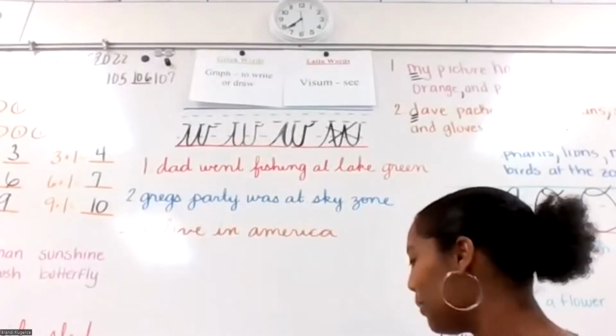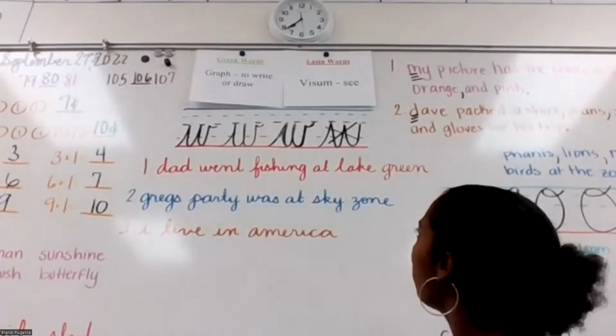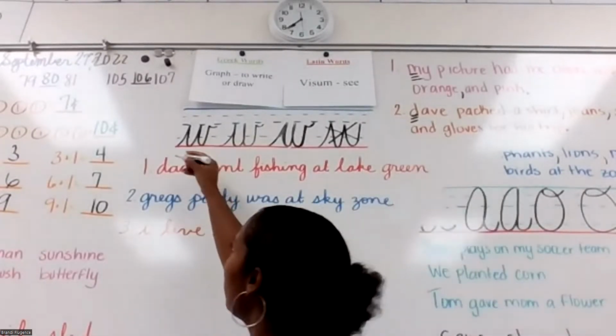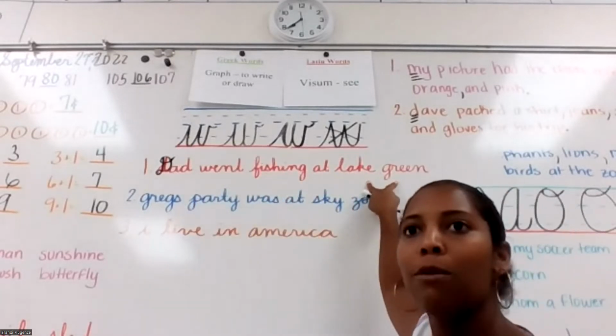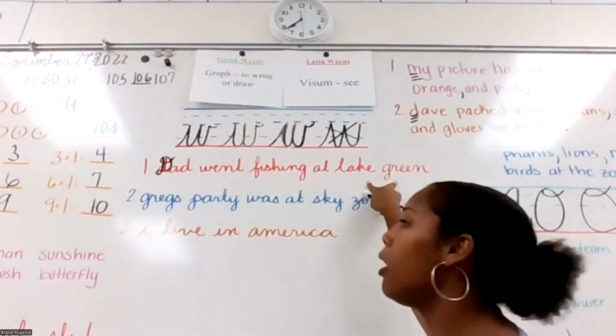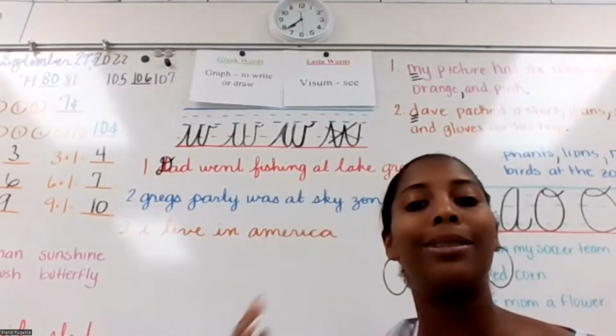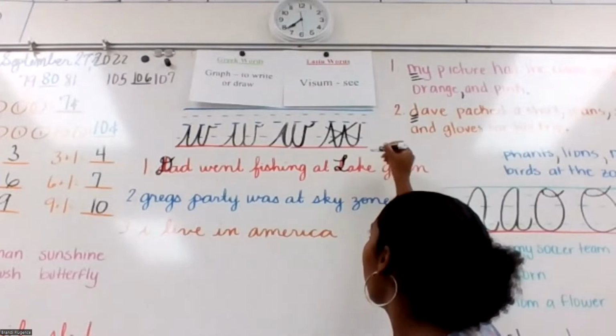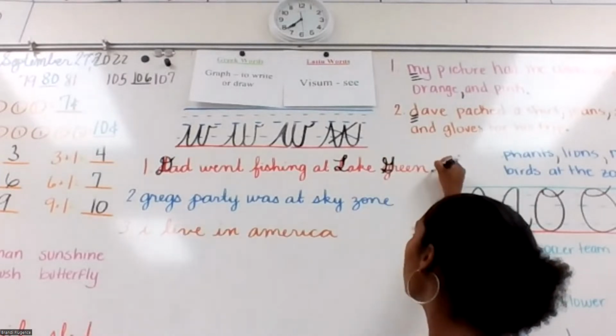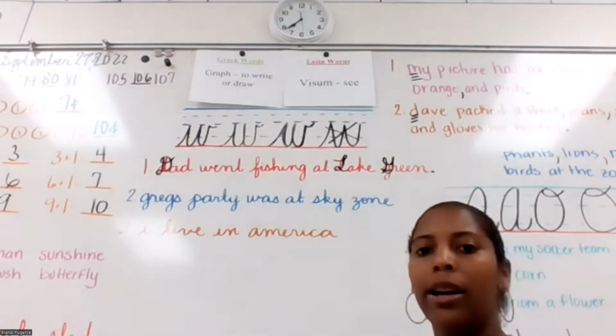You did the sentence correctly. So number one, Dad went fishing at Lake Green. I had to capitalize the first letter D. And remember, the proper noun we identified was Lake Green. Although it's separated into two words, we still have to capitalize both. So that means I had to capitalize the L in Lake, the G in Green, and then I finished with the period. Good job, guys.